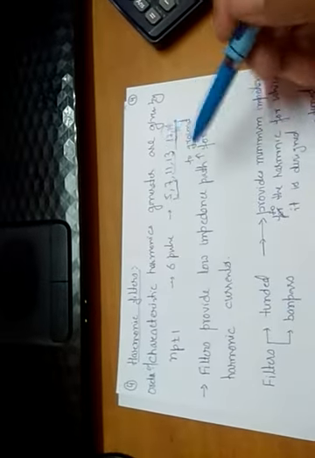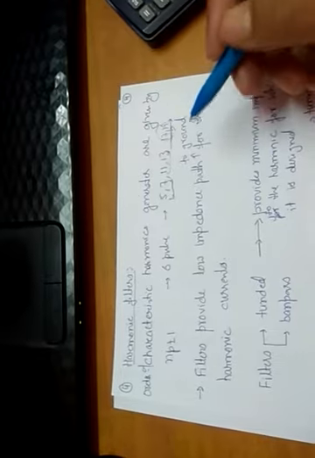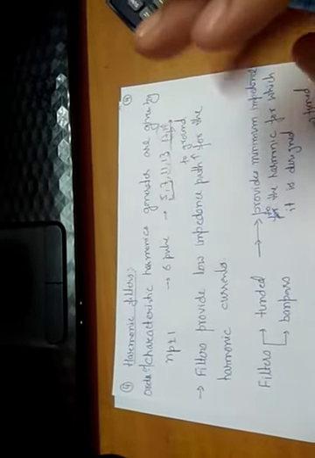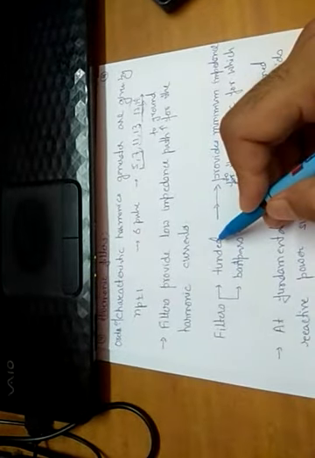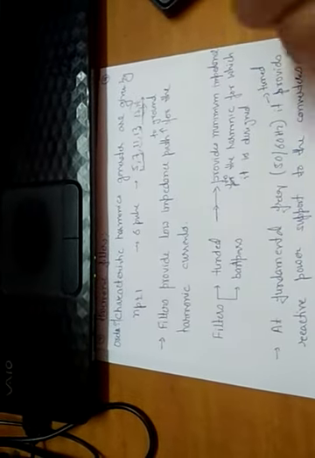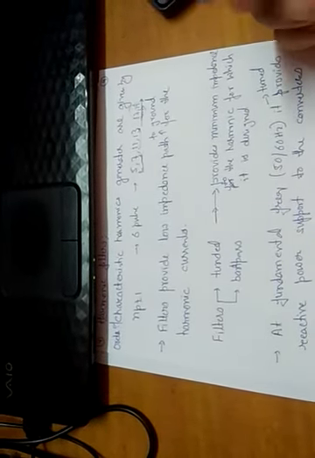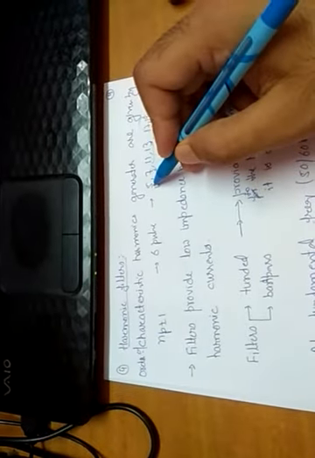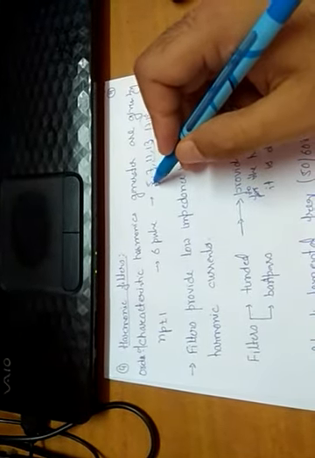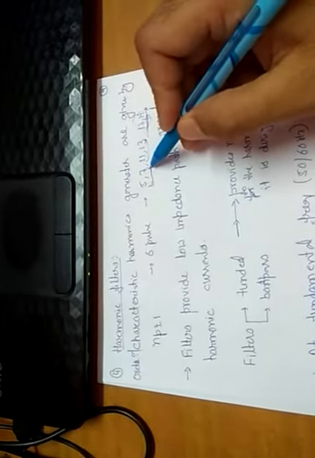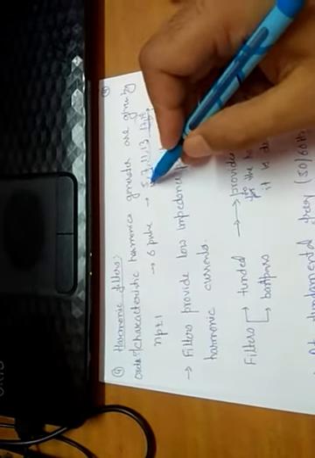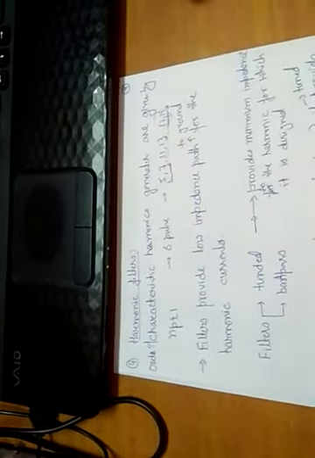What are filters doing? Filters provide a low impedance path to the ground for the harmonic currents. We have two types of filters, tuned filters and band pass filters. I will not talk about band pass filters because we are using tuned filters here. These tuned filters provide a minimum impedance path to the harmonic for which they are designed. If it is designed for the fifth harmonic, it will provide a minimum impedance path for the fifth harmonic only. If it is designed for the seventh harmonic, it will provide a minimum impedance path to the seventh harmonic, whereas it will not provide a minimum impedance path to other harmonics.